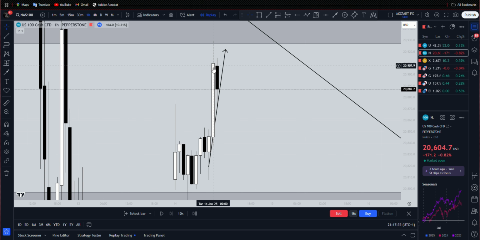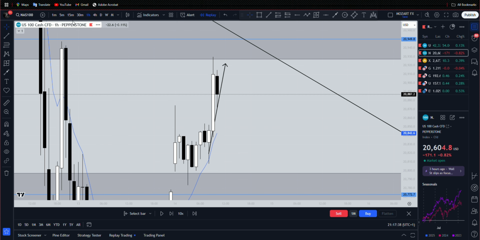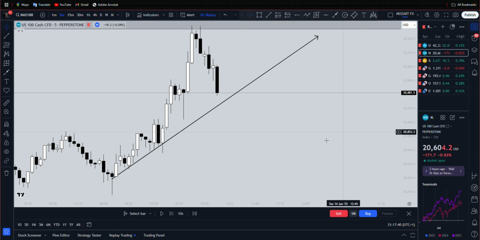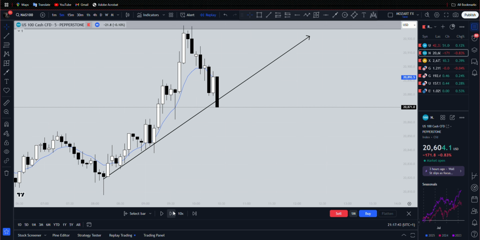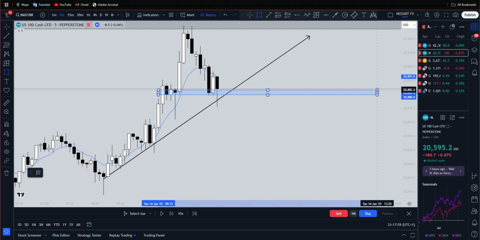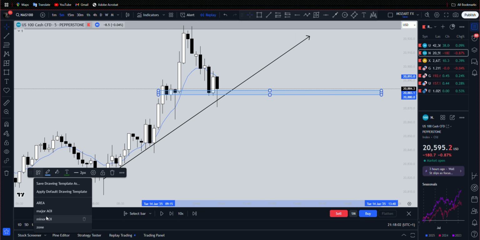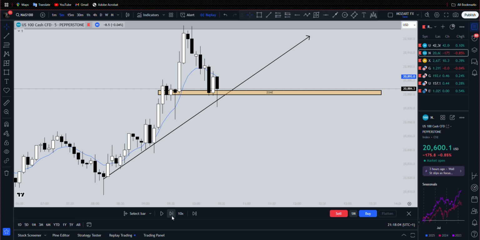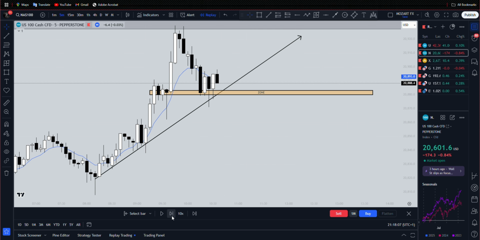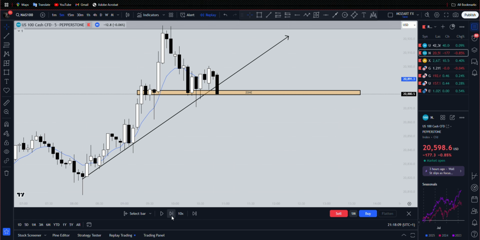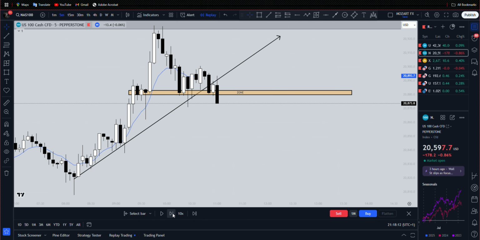If we see this is a rejection wick, so firstly we would want price to break and close below the trend line, and second we would like price to break and close below our minor area of interest. So that one would be that. This is minor support and resistance. Okay, beautiful rejections. Not yet.